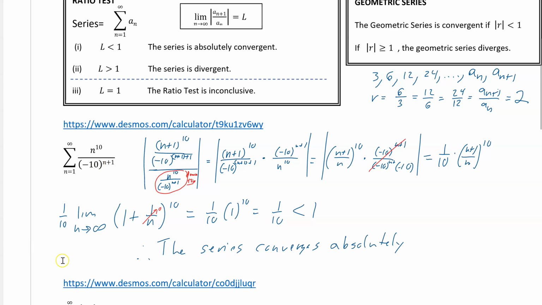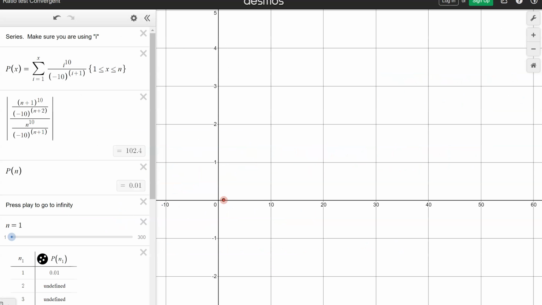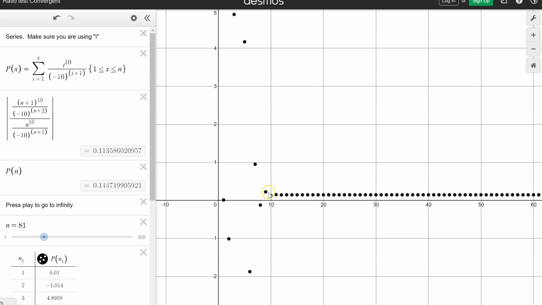All right, so now if we check Desmos on this, if I hit play, you can see that it converged. It's already converged here. We can keep more and more decimals. But if you notice, that ratio is giving us this, and you can see that is our 1/10.